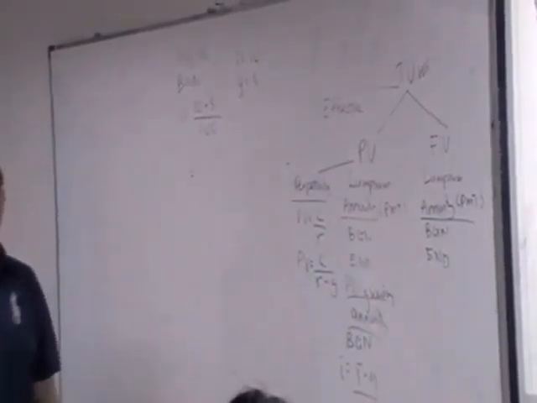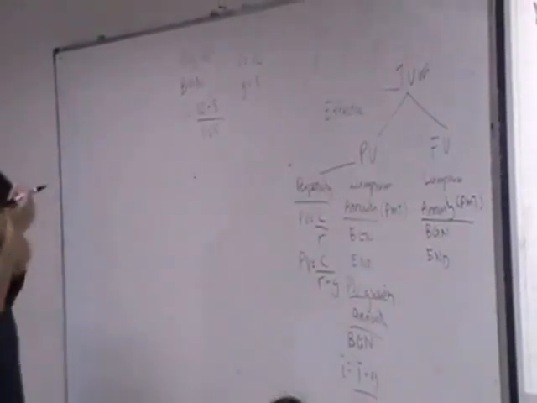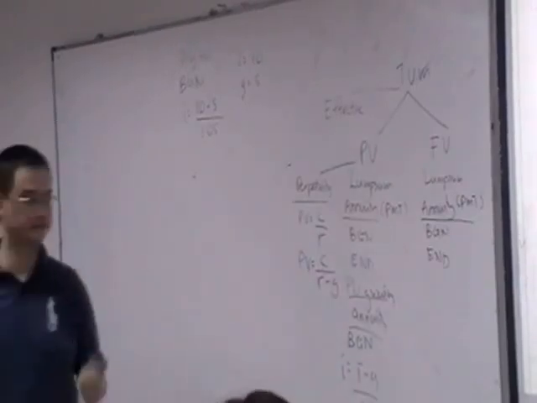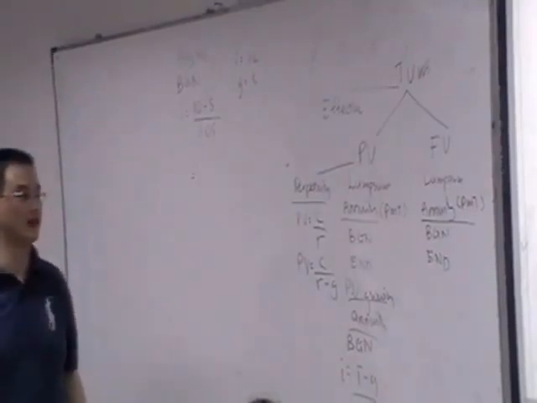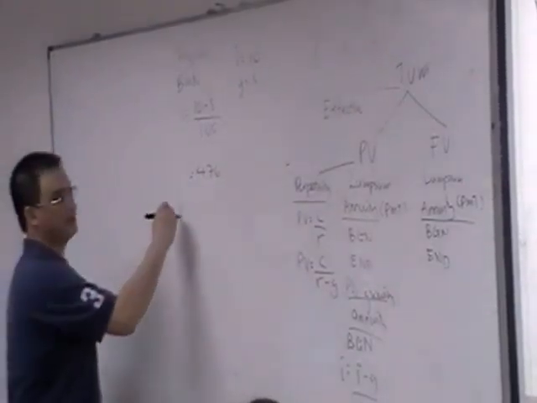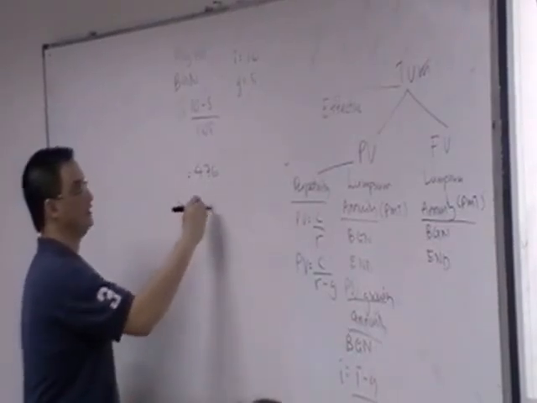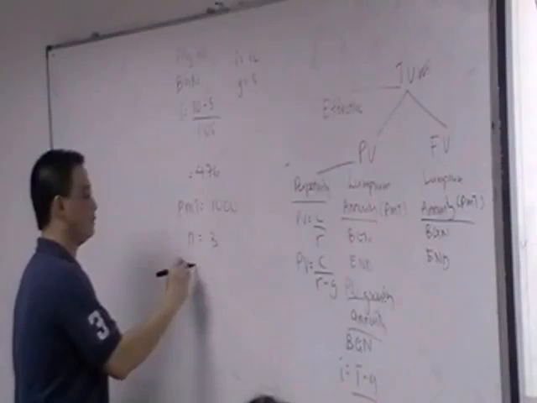Now, use your calculator. 5 divided by 1.05, what do you get? Okay, you get 4.76. Now, listen very carefully. After that, your PMT, you key this in as 1,000. Your N, how many years? 3. Compute your present value.